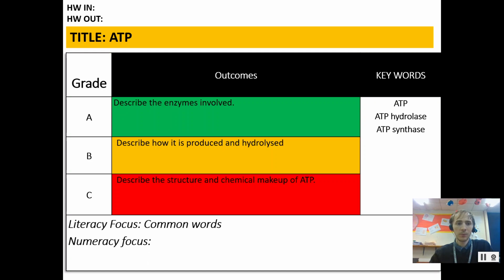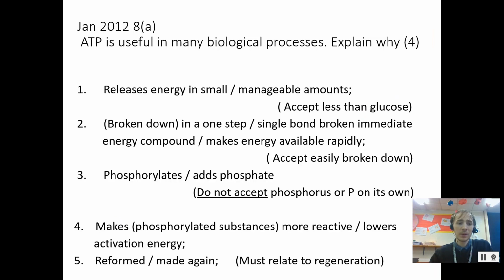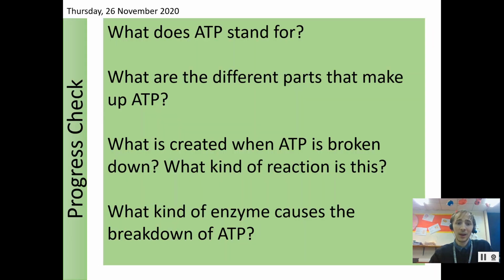Now, if I'm not wrong, yeah, that's the final slide. Now let me give you the answers to these questions if you did them. ATP stands for adenosine triphosphate. The different parts that make up ATP are 3 phosphate groups, an adenine base, and a ribose sugar. When ATP is broken down, it produces ADP and inorganic phosphate, and that is a hydrolysis reaction. And the kind of enzyme that causes the breakdown of ATP is ATP hydrolase.